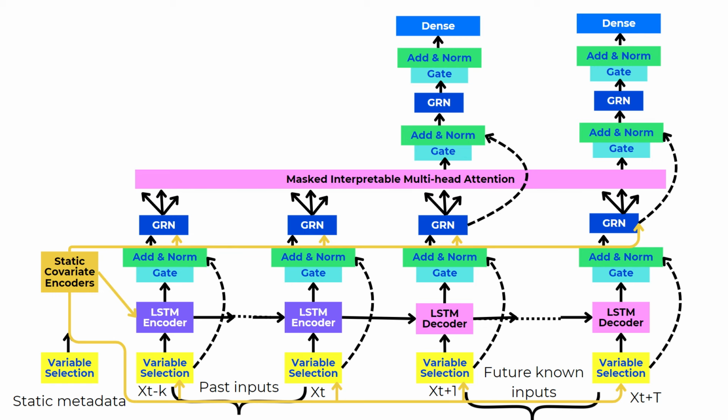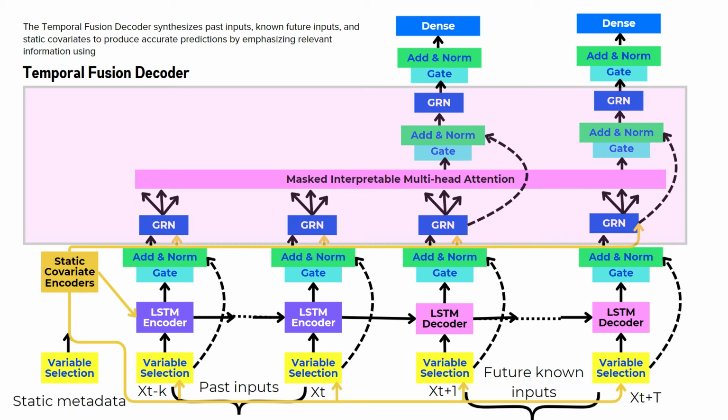In the chart, the Temporal Fusion Decoder is responsible for synthesizing information from past inputs, known future inputs, and static covariates to produce the predictions. It does this by using advanced components like the attention mechanisms that we talked about, to ensure that the most relevant information is emphasized and the model learns the best way possible. The decoder combines these inputs to generate the final predictions while considering the dependencies and patterns in the data.